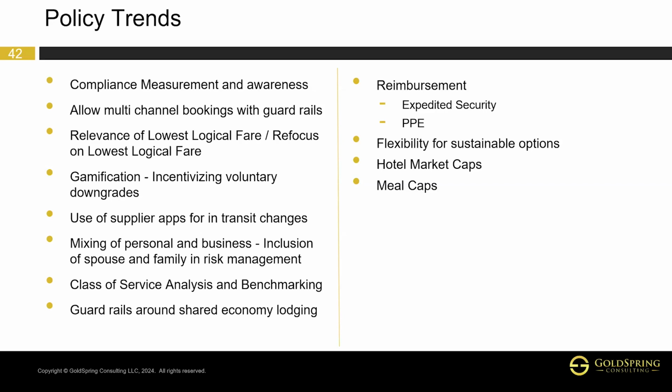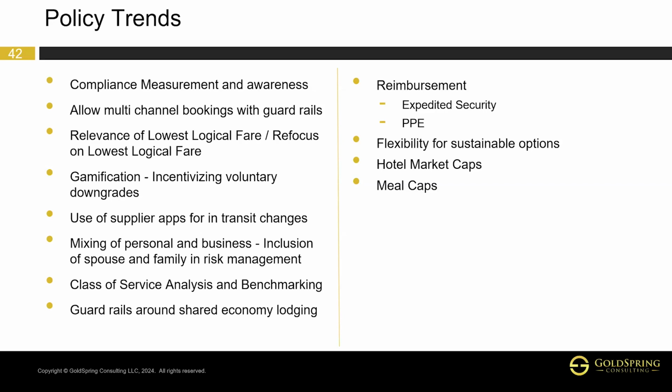Perhaps more allowing, used to be kind of broadband, must do everything through the travel agency, the same as the booking. Using the supplier apps is now a valid method for making in-transit changes. They're probably a lot more efficient and probably have a lot more up-to-date information for the travelers. Mixing of personal and business, right? And as I said earlier, inclusion of the spouse and family that are traveling with you in your risk management processes, right?